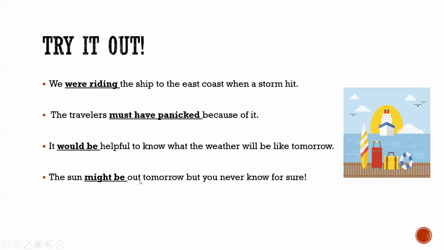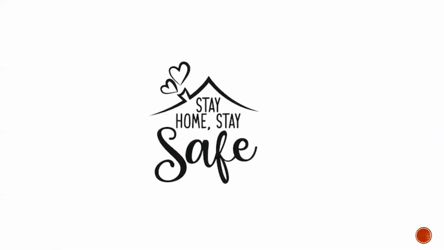Okay, next, the sun might be out tomorrow. Compared to the sun will be out tomorrow, where you are sure about it, might be indicates that you are not certain about whether or not the sun will be out tomorrow. Okay, so verbs can change the degrees of meaning, the shades of meaning in your statements. Okay, so I hope that you understood how to form and when to use verb phrases.